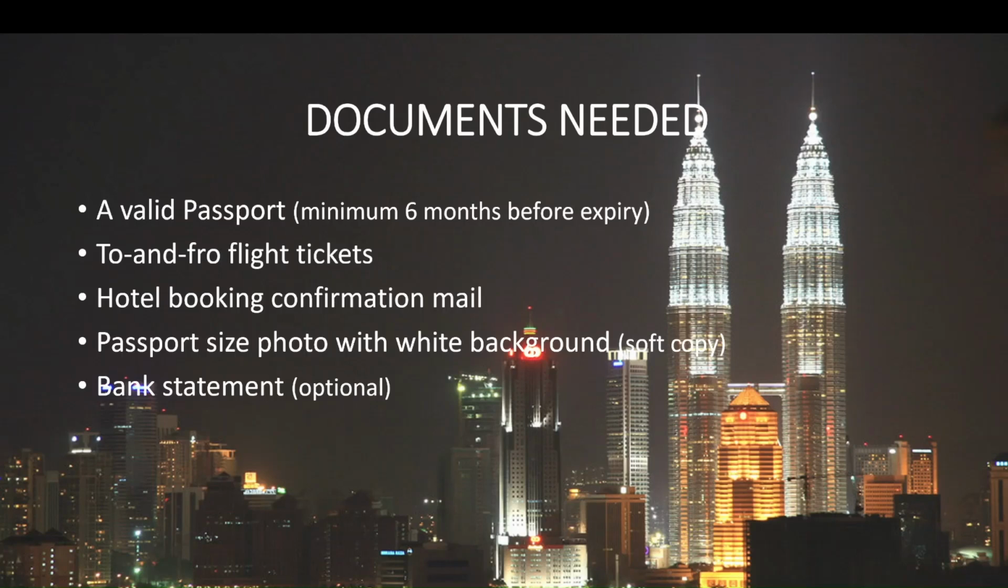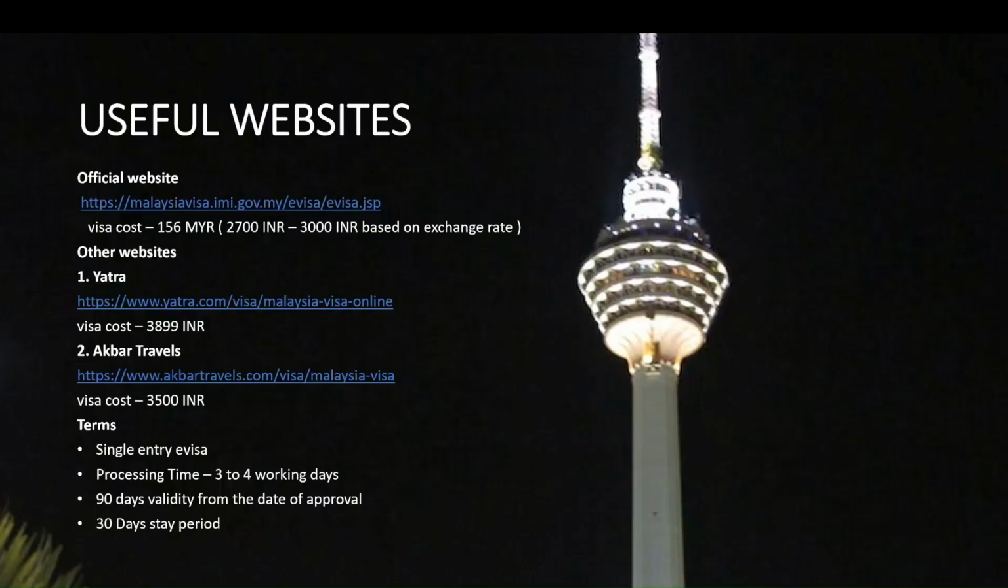Since now we have clarity on what documents are needed, next let's see how we can apply online. There are actually 3 websites. Since I am from India, there is one official website from where you can apply on your own, and there are 2 third-party providers from where you can apply through them as well. So now let's get started with the official website.